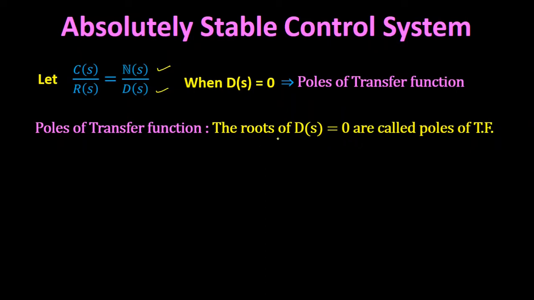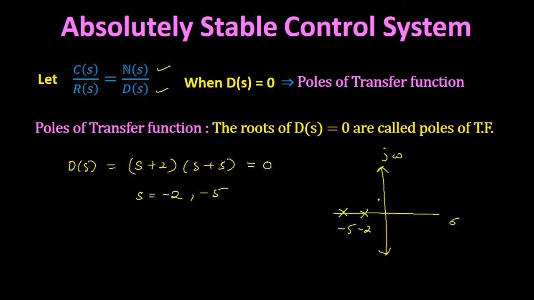Okay, so let us take one example. Like for example, this denominator polynomial D(s) is equal to (s+2)(s+5). So when we equate this equation to 0, we get roots s equal to minus 2 and s equal to minus 5. So s equal to minus 2 and minus 5 are the poles of this transfer function. And if we draw the pole-zero plot, then it will look like this. So here we can see that all the poles are lying in the left half of the s-plane. Therefore, this type of system will be a stable system.